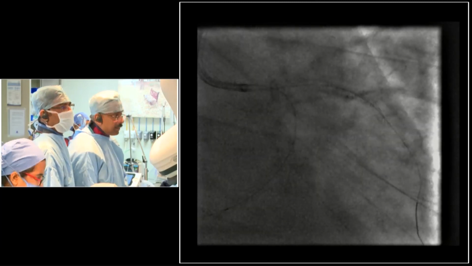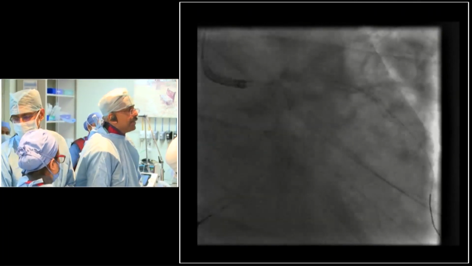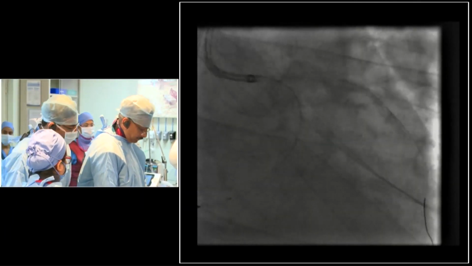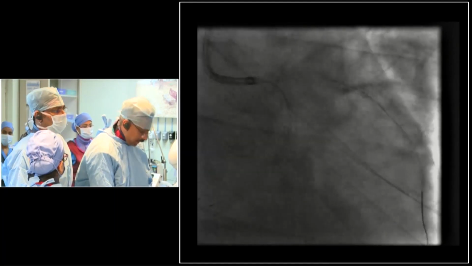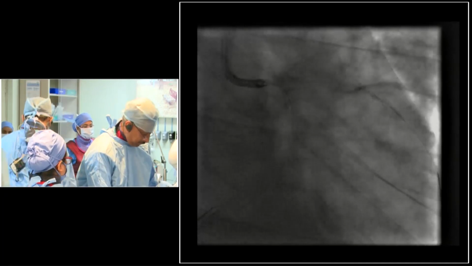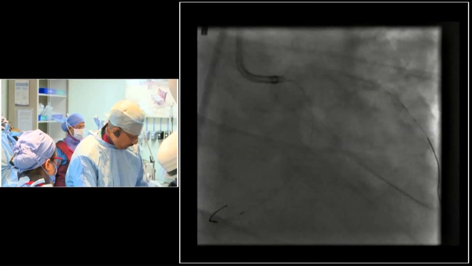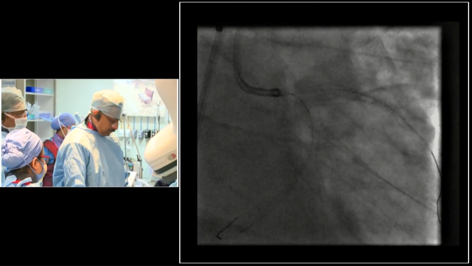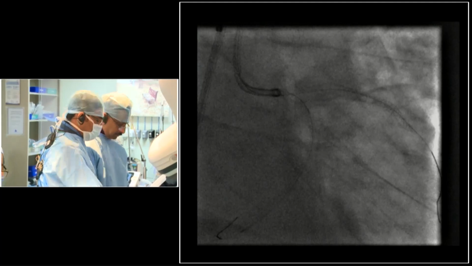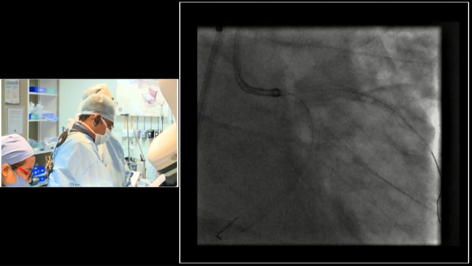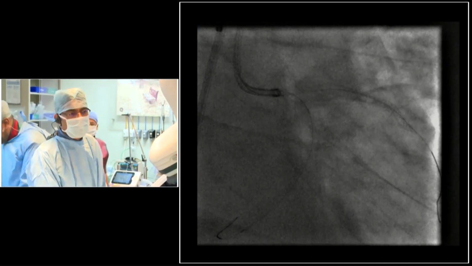Anyway, let's hope that the 3.0 balloon does a better job. Give a 3.0 NC. And keep a 3.0 Onyx 30 ready. Left main size was around 4.2 millimeters, so 3 stents should be fine. The 3.0 Onyx should go up to 4.25. 12 NC.